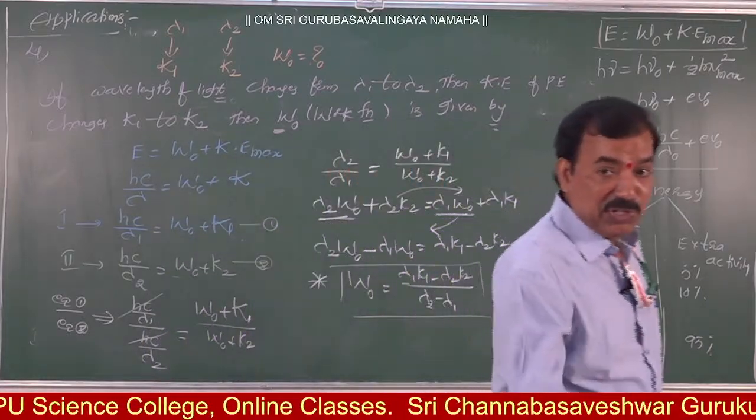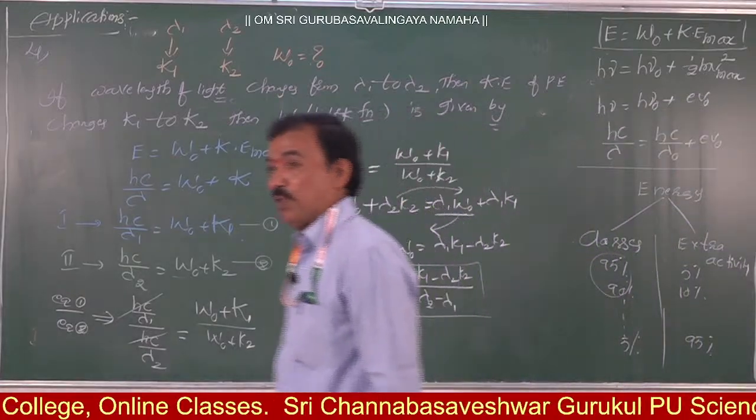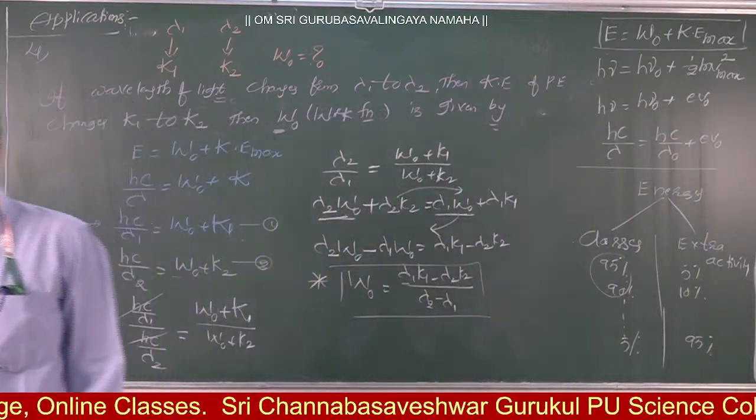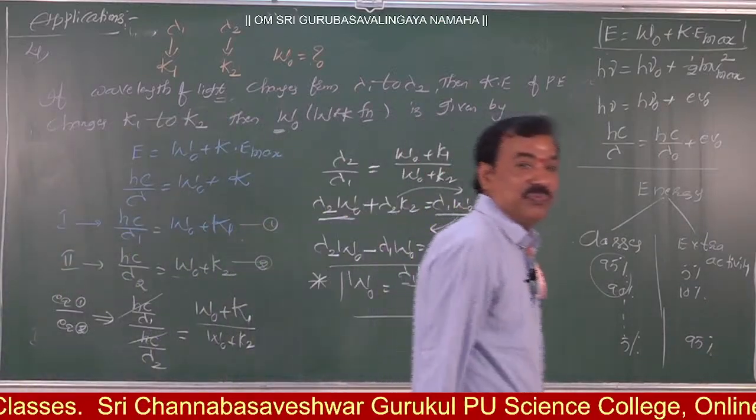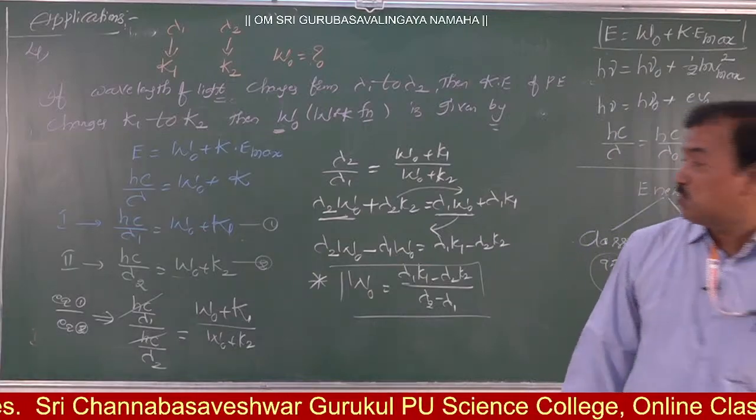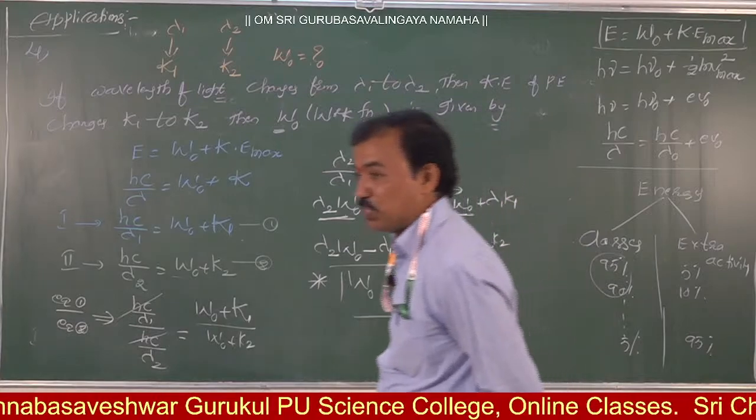One time this equation is given directly, and again two times it is given based on this formula. The wavelengths change, and K1, K2 change. So what is the work function equal to? If you know this application, the sum is very simple and easy also. Okay, so this one is the fourth application.